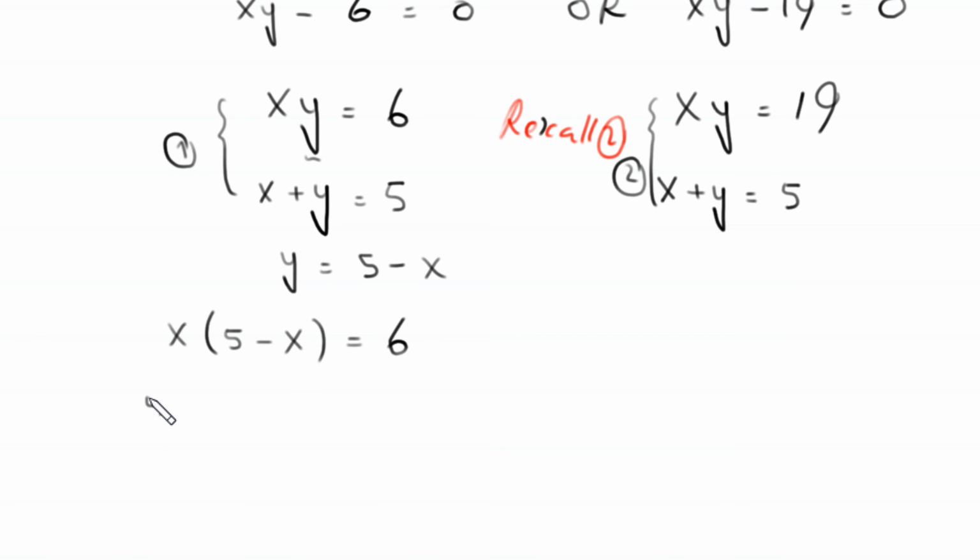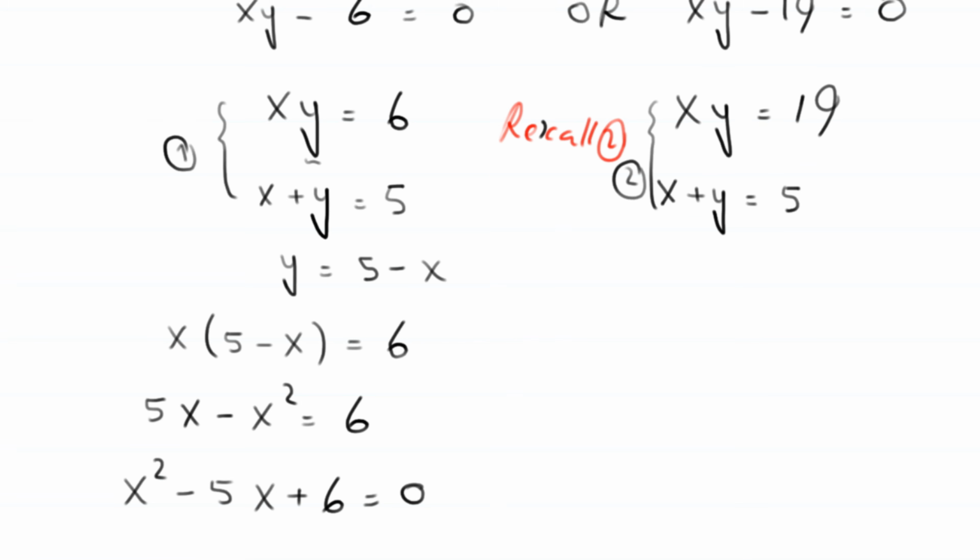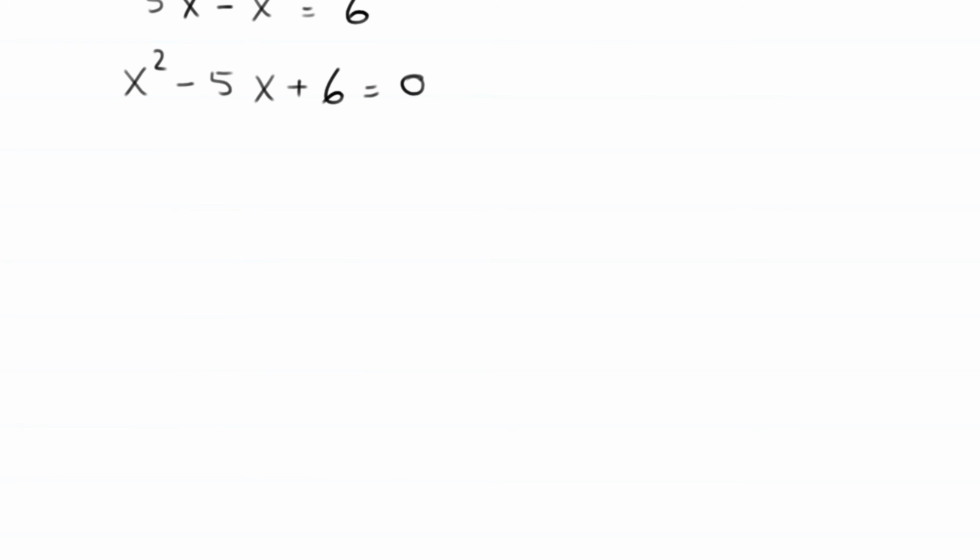X times 5, 5x, x times negative x squared equal to 6. Move these two terms to the right hand side. This will become x squared minus 5 times x plus 6 equal to 0. Now this is a quadratic equation and is factorable. Write this x squared and break this negative 5x into two terms: negative 2 times x minus 3 times x plus 6 equal to 0.